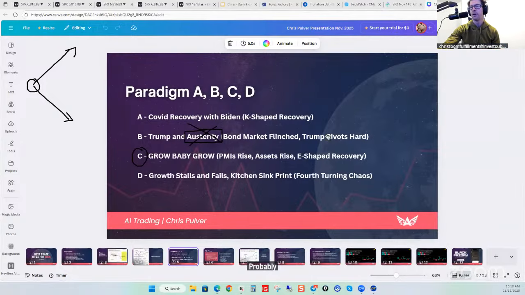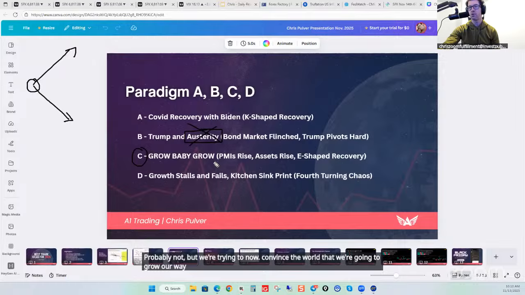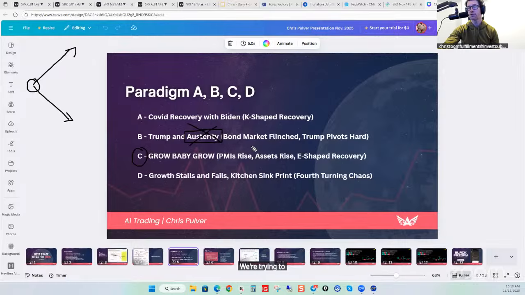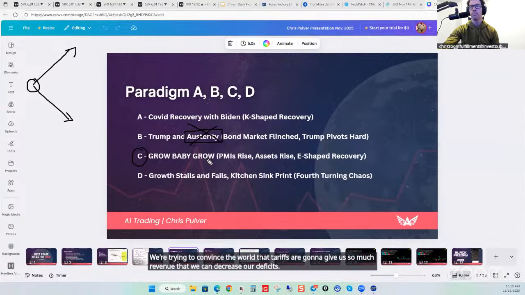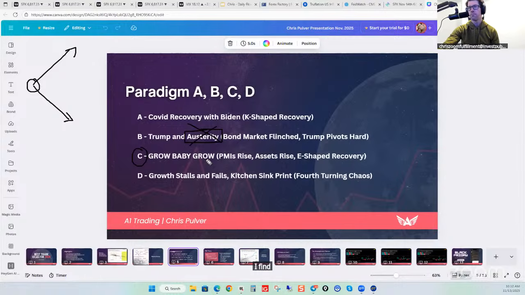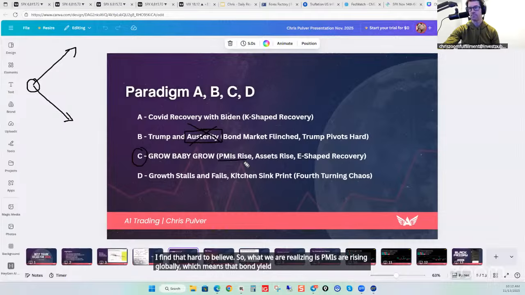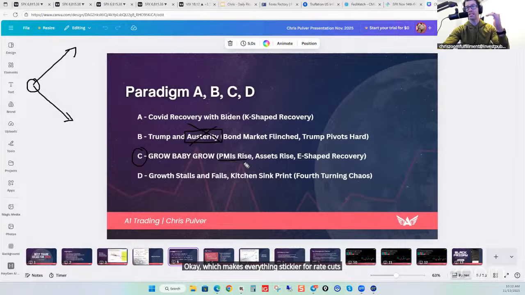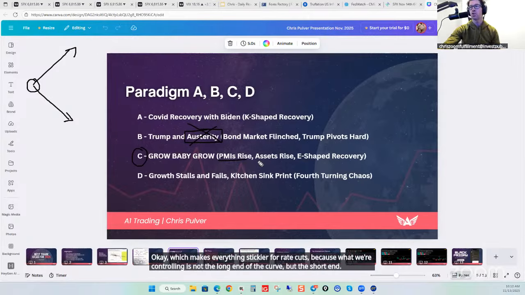Probably not. But we're trying to now convince the world that we're going to grow our way out of a $38 trillion debt problem. We're trying to convince the world that tariffs are going to give us so much revenue that we can decrease our deficits. I find that hard to believe. So what we are realizing is PMIs are rising globally, which means that bond yields globally are rising. Okay, which makes everything stickier for rate cuts because what we're controlling is not the long end of the curve, but the short end. So assets are rising.